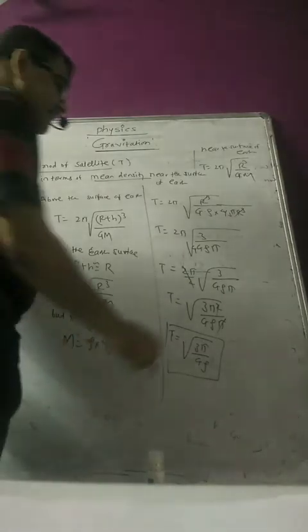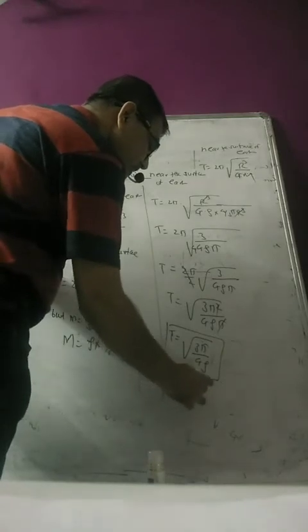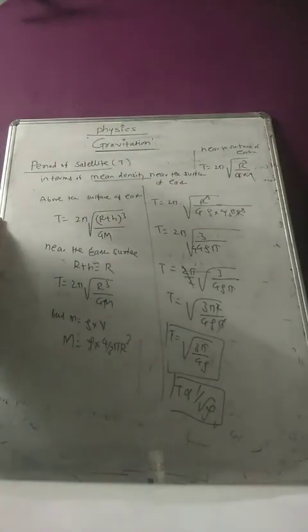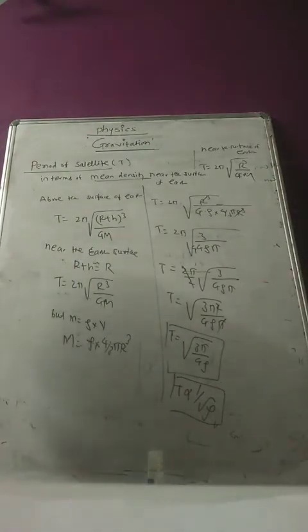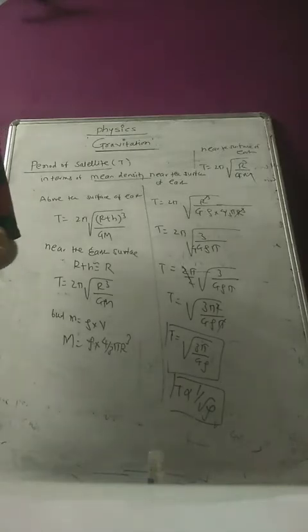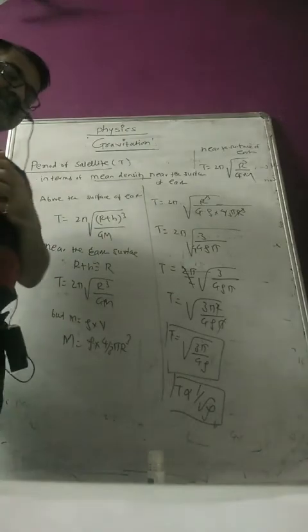मग काय रिलेशन येते रे? टाइम पिरियड इज इनवर्सली प्रोपोर्शनल टू mean density, when 3π by G will remain constant. आणि मुलांनो सॅटेलाइट revolving very close to the earth surface, T is independent of radius when ρ is constant. म्हणजे तो रेडियसवरती डिपेंड करताना दिसत नाही. So this is the expression for time period of satellite in terms of mean density.